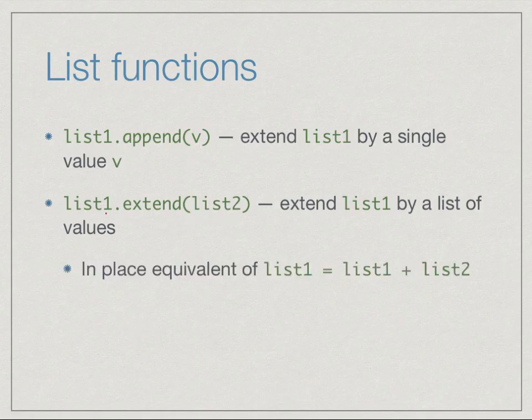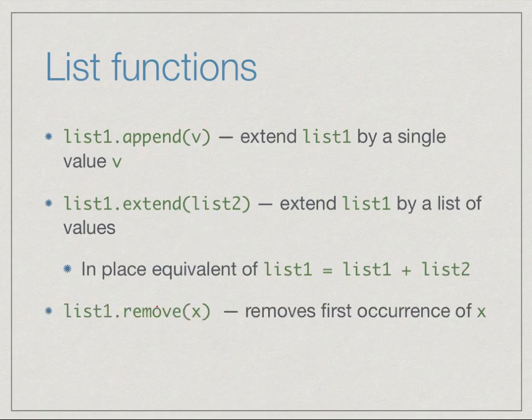So list1.extend(list2) is the equivalent of saying list1 is equal to list1 plus list2. But remember that this must be a list. It's not a single value, it's not a sequence of values, it's a list. So this must be given in square brackets. You must give [6, 8, 10] as an argument to the extend function. Now this is to add elements to a list.